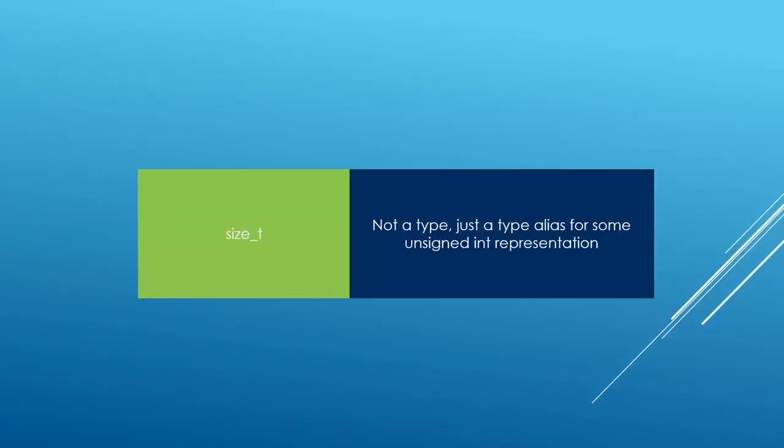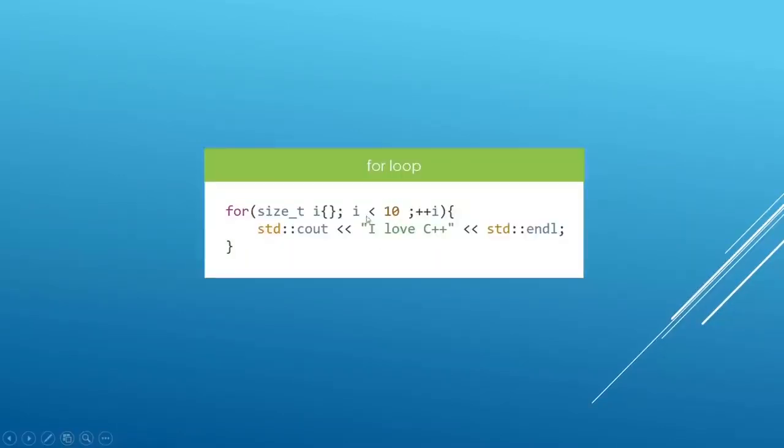This is going to be different from compiler to compiler, but for example, on my system, this is 8 bytes. So it has quite a good range of values you can put in there. If we use the size_t type to declare our i iterator here, we're going to say something like this: for size_t i, we're going to put our curly braces, we're going to put a semicolon, we're going to put our test, and we're going to put our incrementation part.